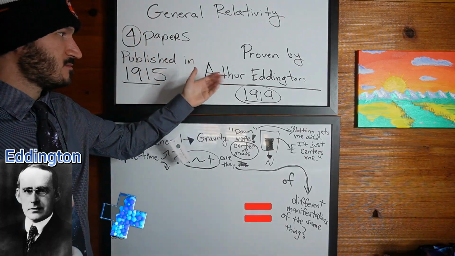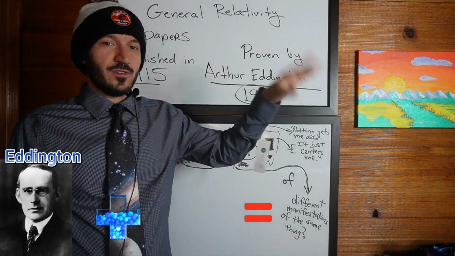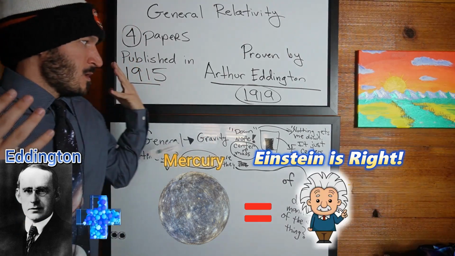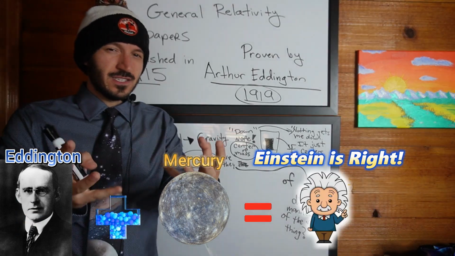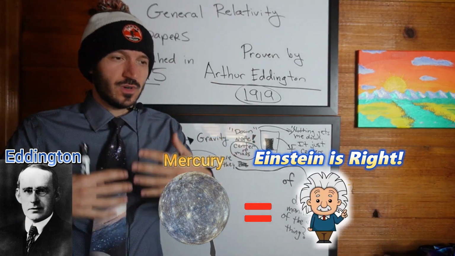Our boy Arthur Eddington proves him right, and they did some math on Mercury's orbit. So, we're going to dive in. What is general relativity? What does that mean? What is he talking about?